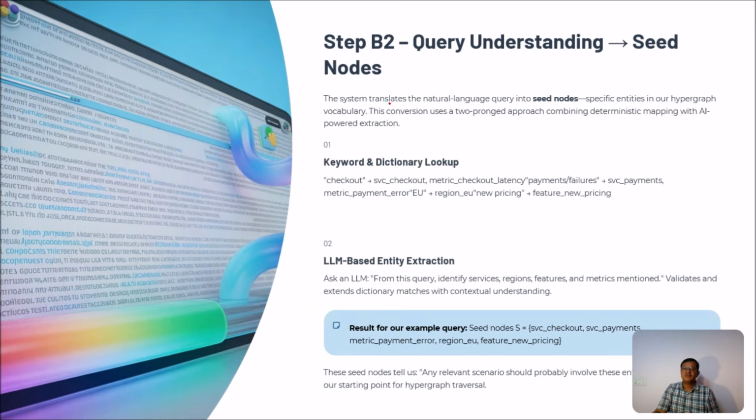So the system generally translates the natural language query into seed nodes, specific entities in our hypergraph vocabulary. This uses a two-pronged approach. First is keyword and dictionary lookup, and second is LLM-based entity extraction. With the help of these, we identify which are the actual agents responsible for these things.